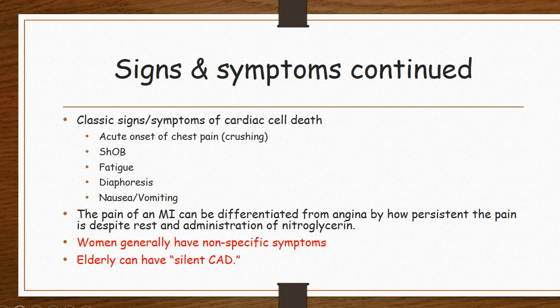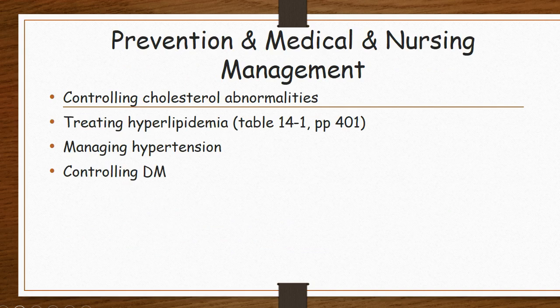Some classic signs and symptoms of cardiac cell death: the crushing chest pain, shortness of breath, fatigue, diaphoresis, nausea, vomiting. Remember that the pain of an MI is differentiated from stable angina by the persistence of the pain and whether it is relieved with rest or nitroglycerin. Women are going to have non-specific symptoms. Elderly can have silent coronary artery disease, and diabetics can have dull pain.